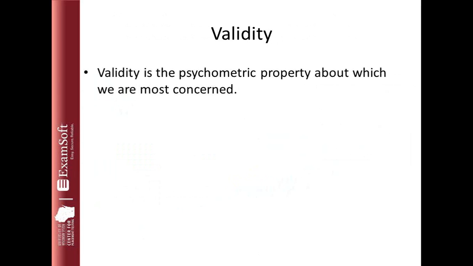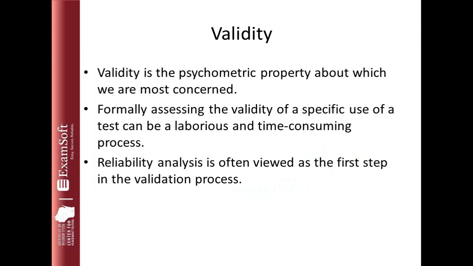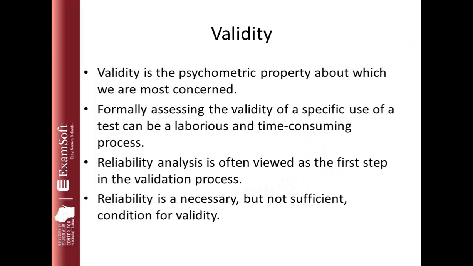So validity is the psychometric property about which we are most concerned. Informally assessing validity for a specific test is pretty time-consuming and pretty involved. But the first step in this is often reliability analysis. And that's because, like we've said, reliability is a necessary but not a sufficient condition for validity. So I can throw my darts consistently and clump them all together, but be nowhere near hitting the target. But in order to hit the target over and over, I need to have some consistency there. So I have to have that reliability component first.